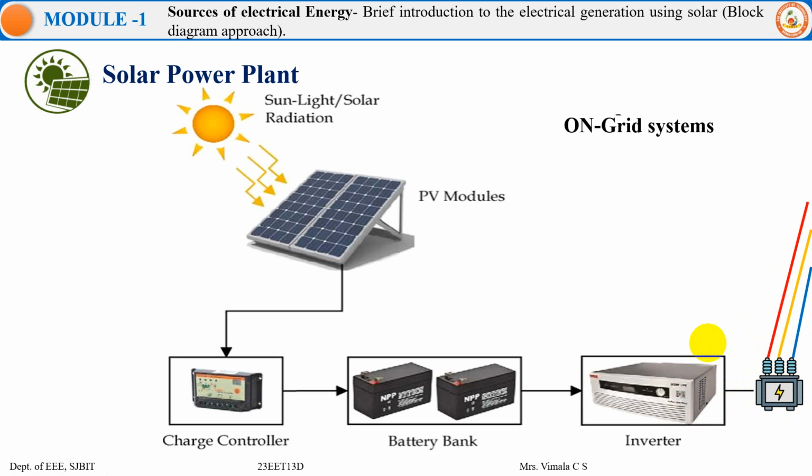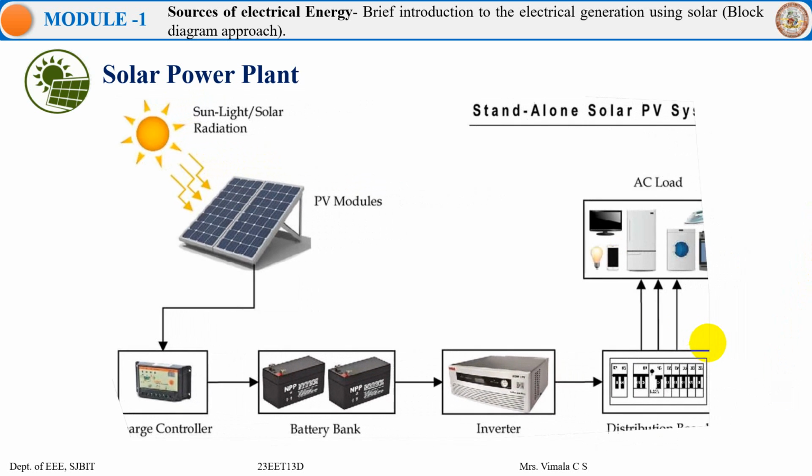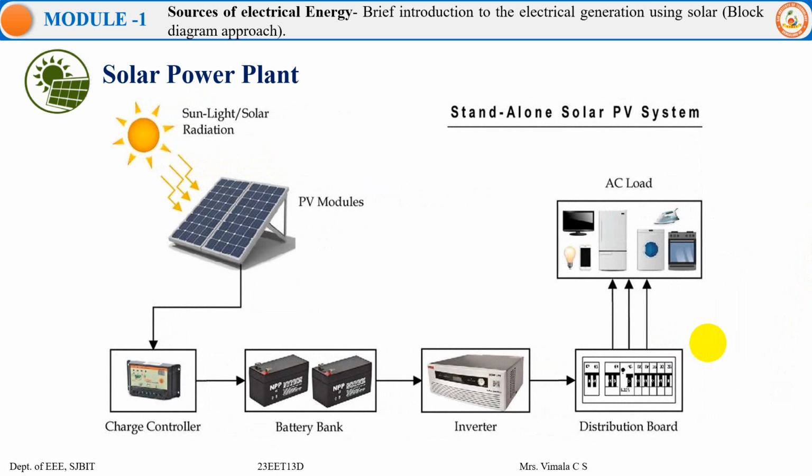On grid systems are where we connect the generated voltage of the solar to the grid. Standalone is the system where we don't connect it to the grid. We give it to the distribution board directly, like in a house. This is a distribution board in a house where we can supply different AC loads at the house level. This is standalone, which is not given to the grid.